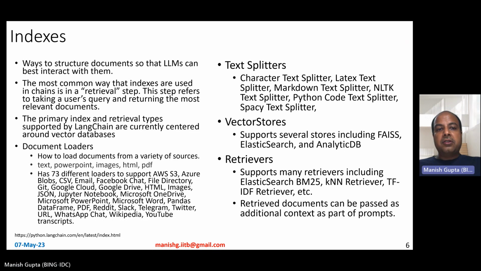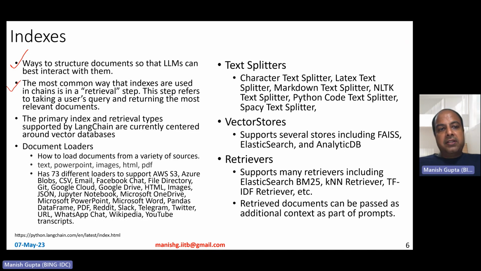Okay. So maybe what you would do is have a retriever retrieve the most relevant questions and then pass them as a part of the prompt to the large language model and decide what the right answer should be. Okay. So indexes are ways to structure documents so that LLMs can best interact with them. The most common way that indexes are used in chains is in a retrieval step. As I mentioned, given a user query, you might want to retrieve the best matching sentences, let's say from a document, and then use them to generate a good answer to the user query.